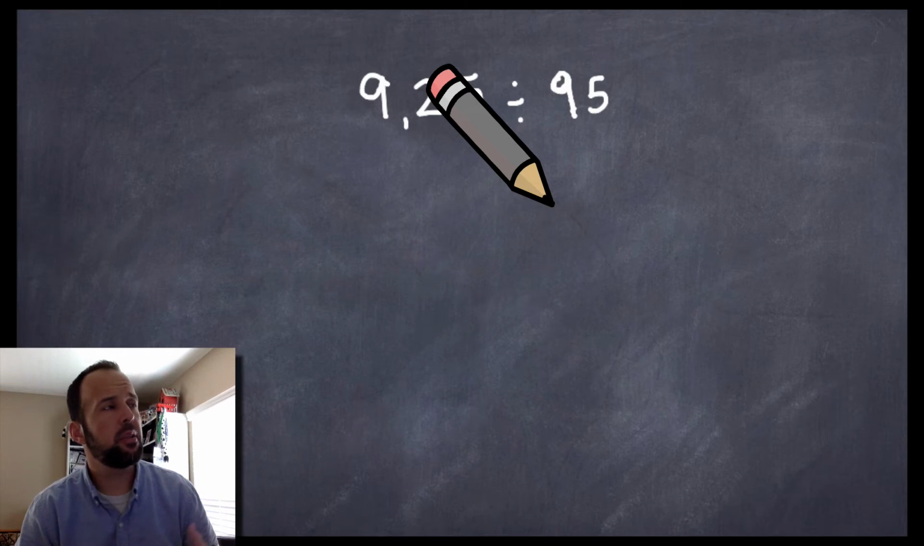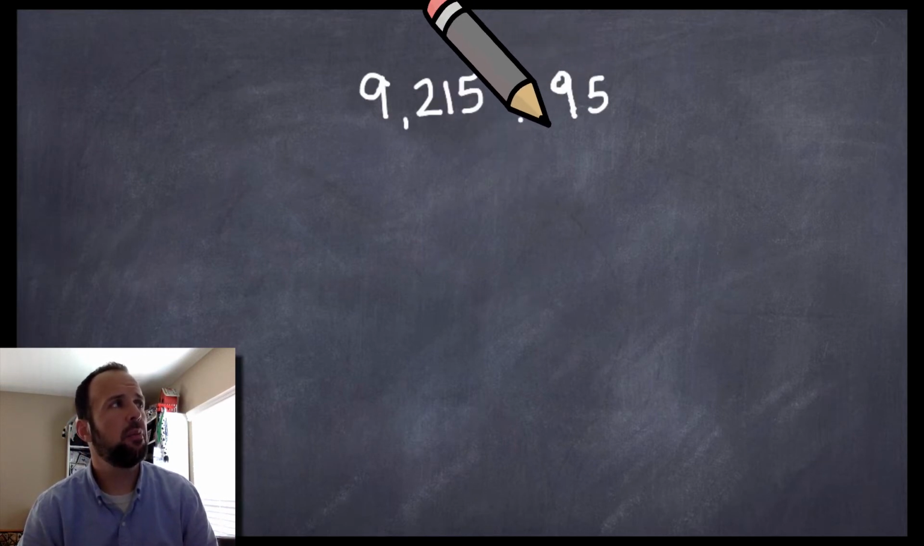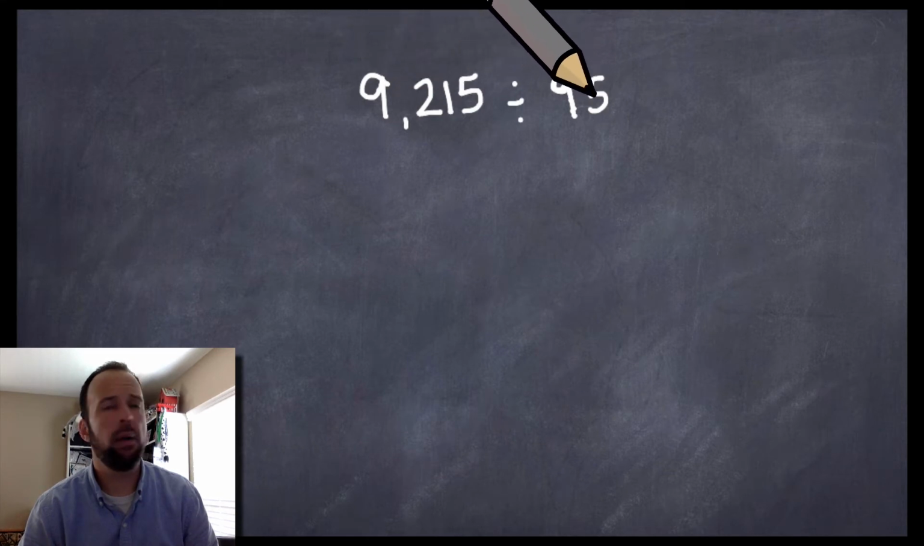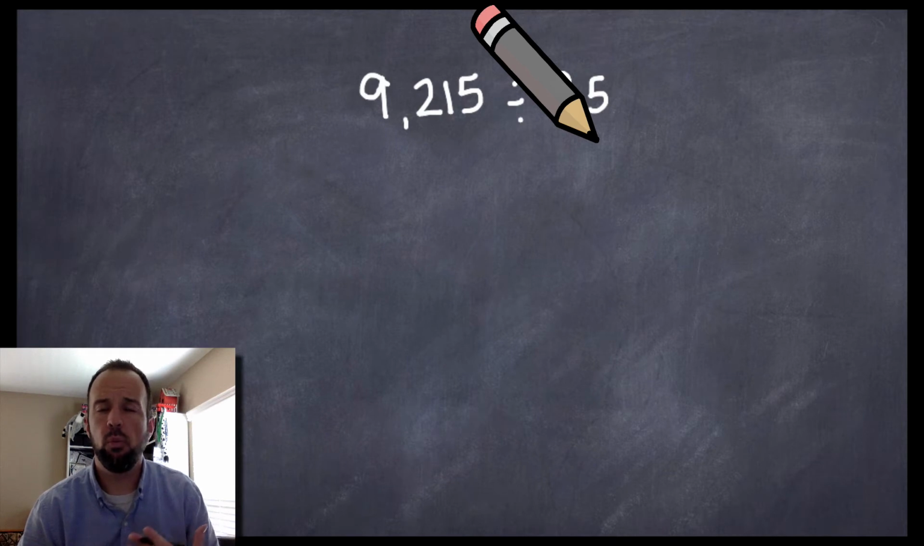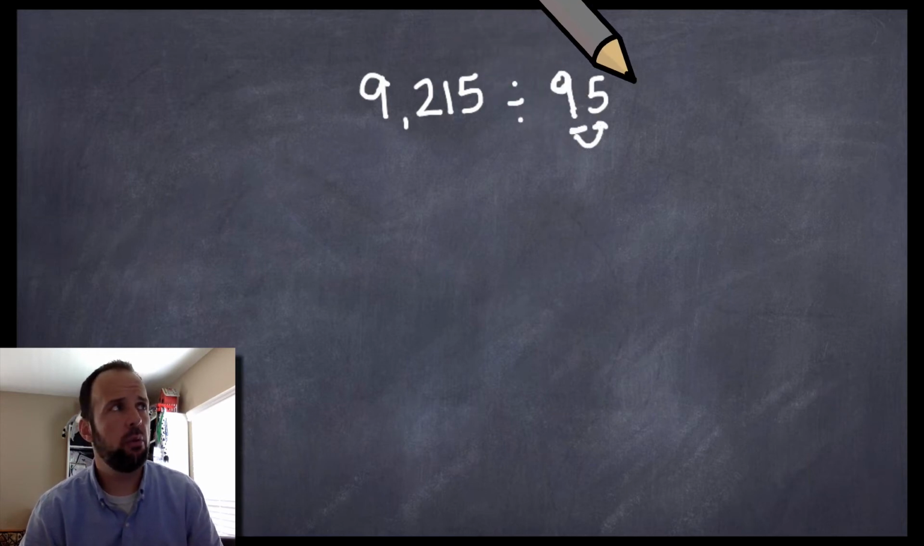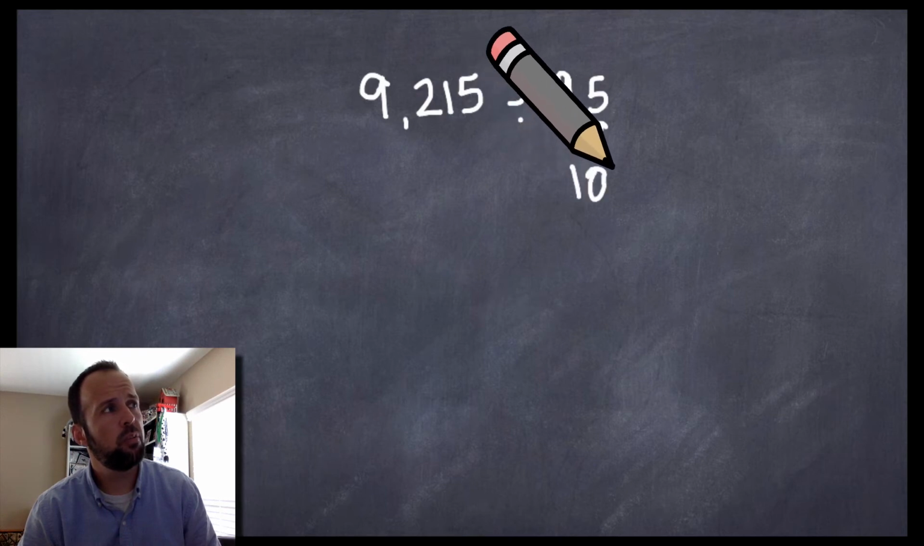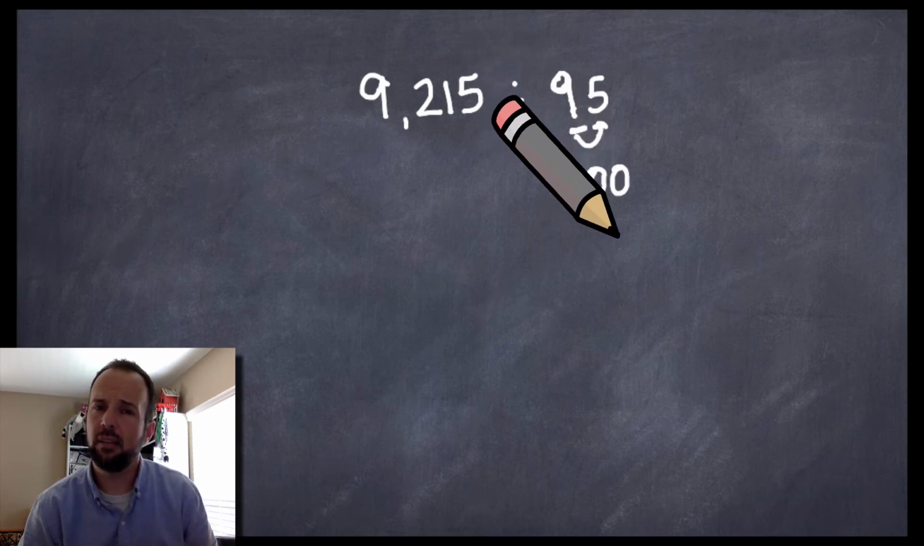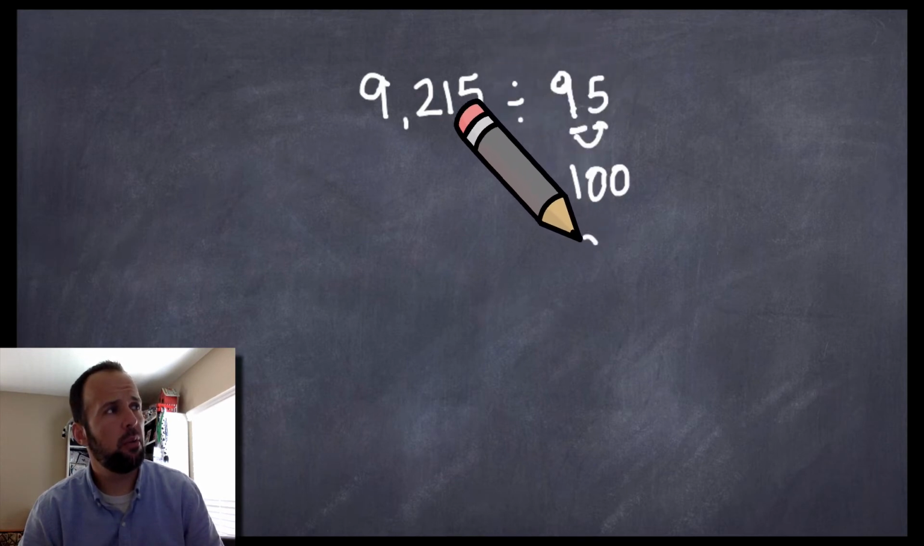All right, here's another example where the same sort of thinking would play out. So we have 9,215 divided by 95. Now, if we were going to round this number 95, following the rules we've been working on in the past, if we rounded to the tens place, we would look to the number next to it. That's a 5 or greater, so we would round this up to 100, which is perfectly fine. But because we're using estimation and approximation, it's also okay if we were to leave that number at a 90, if we were to round it down to a 90.